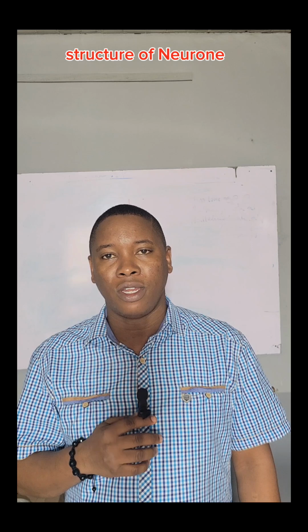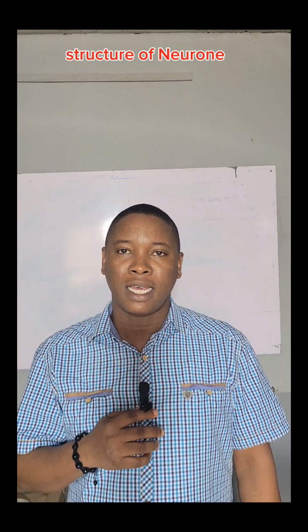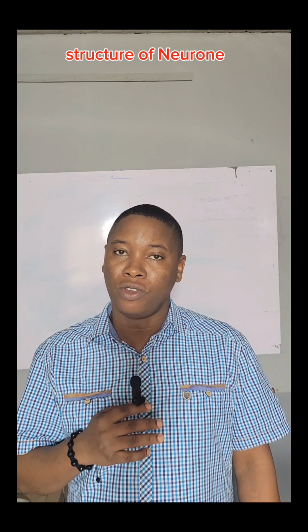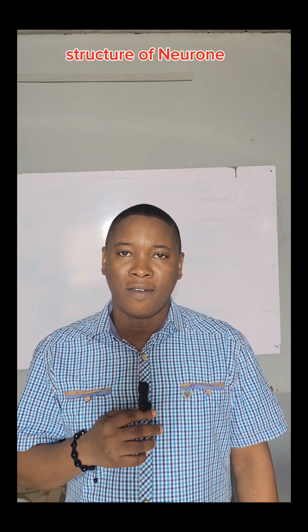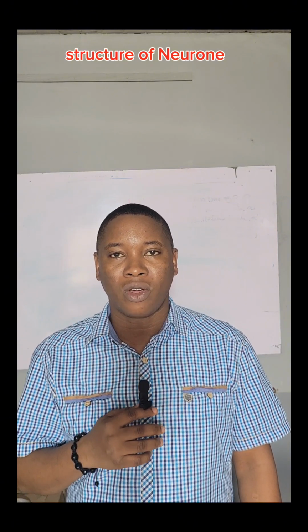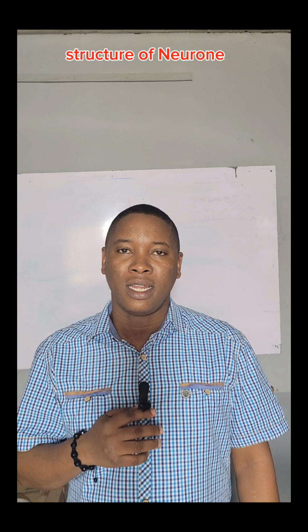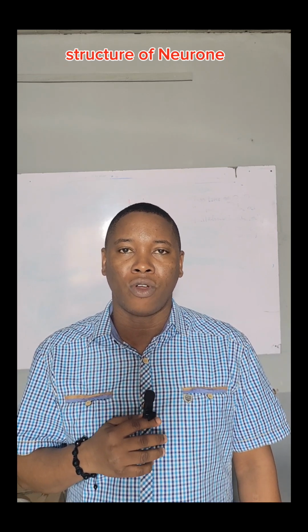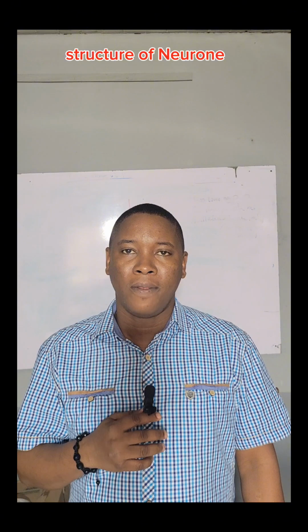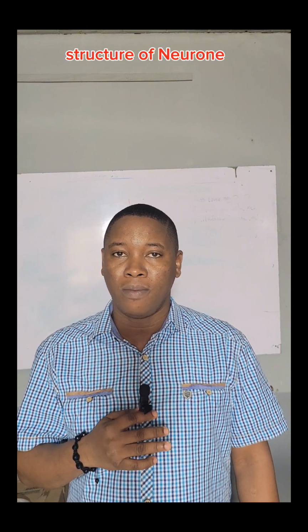Now, what's the neuron? The neuron is the cell that is the unit cell of the nervous system. What does that mean? That means that the nervous system, for it to function, is a collection of many neurons. So today we're going to look at the structure of the neuron. What does the neuron look like? The neuron is made up of three major parts.